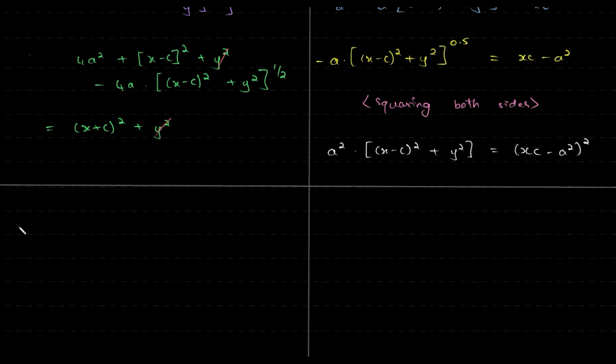And now again we'll expand it, a square. So we have x square plus c square minus 2xc plus y square, right? So we are squaring each of the terms. So there are 2 subterms over here. So this entire thing had a 0.5 and square, so that will get cancelled. And I'm expanding x minus c the whole square. Remember, we have 0.5 into 2 over here. Okay. And on the right hand side, we have x square c square plus a to the power of 4 minus 2xc a square.